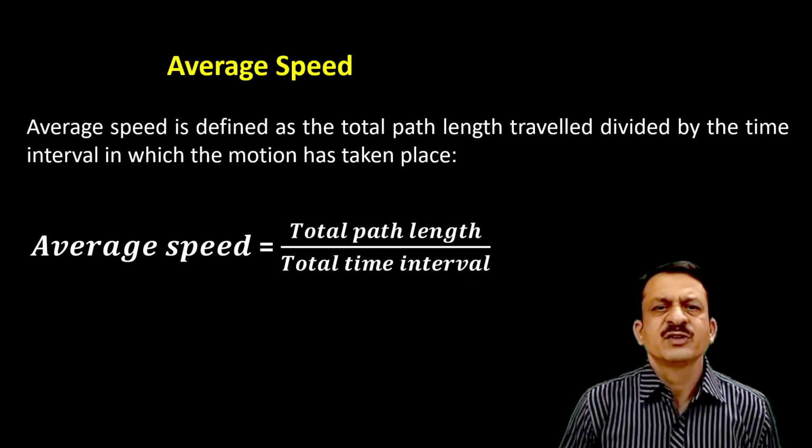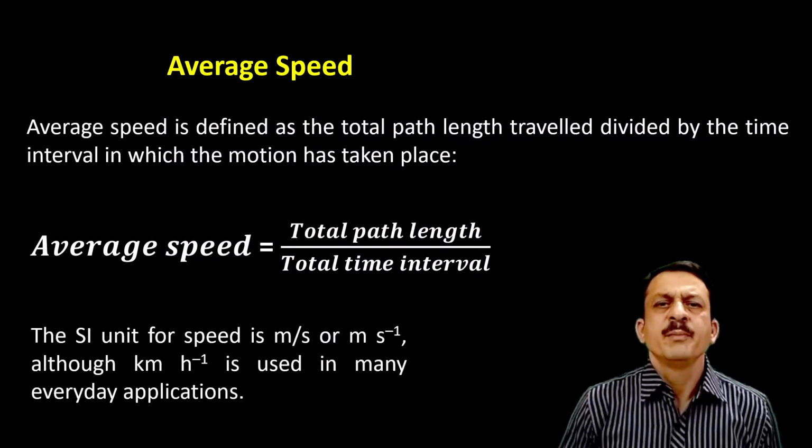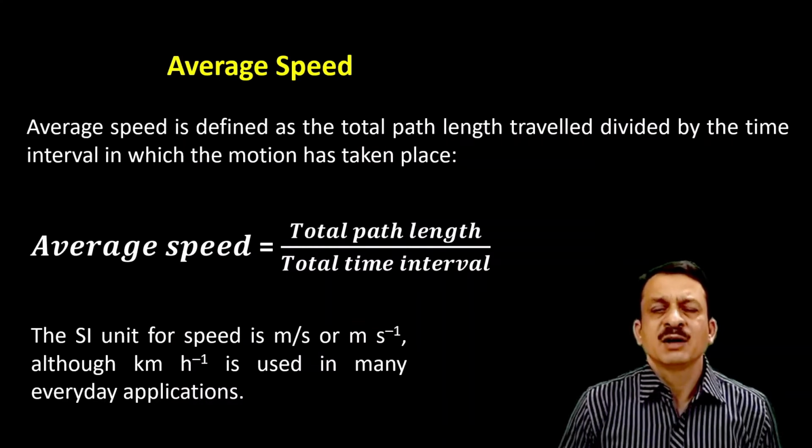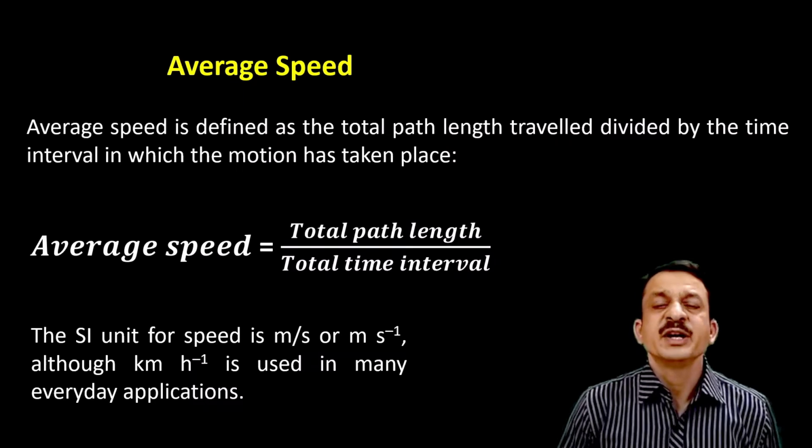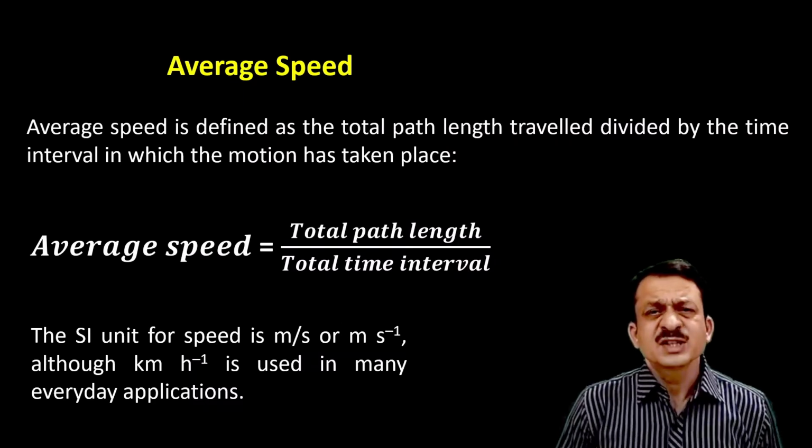Once again, the SI unit of average speed is also meter per second. Also, frequently we use kilometer per hour. On vehicles, the speed limit is written as 40 km per hour, 65 km per hour. That indicates the speed.